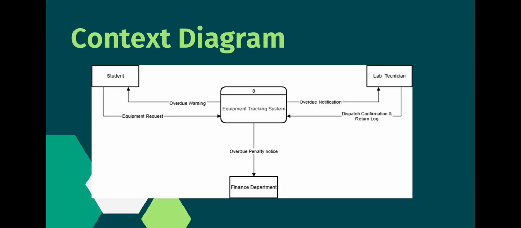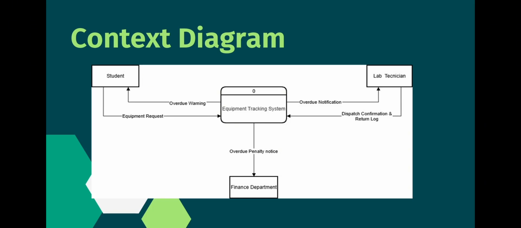Our context diagram shows the equipment tracking system as a single process, level 0. There are three external entities: the student, the lab technician, and the finance department. The student sends an equipment request into the system. The system can send back an overdue warning to the student.